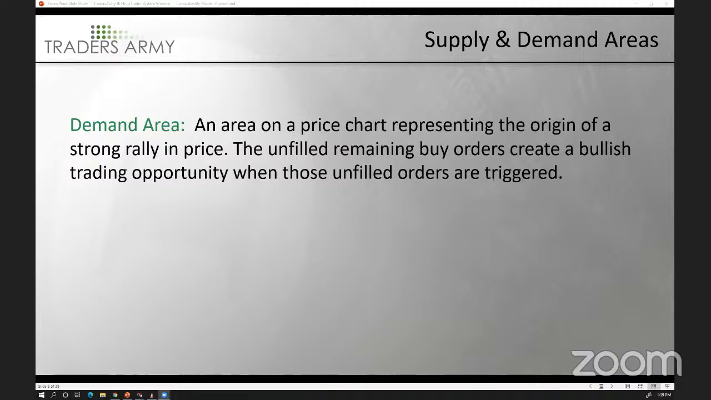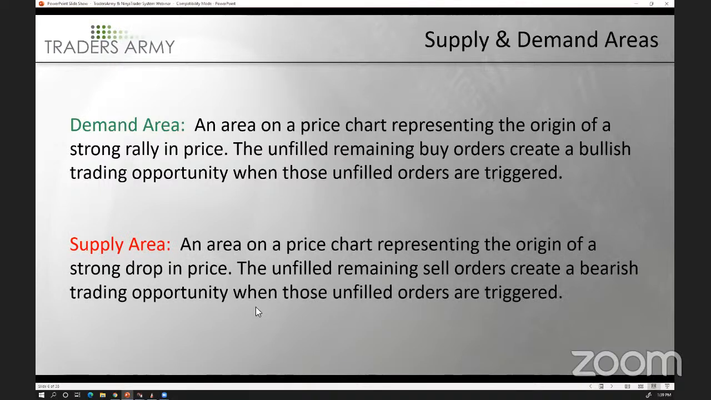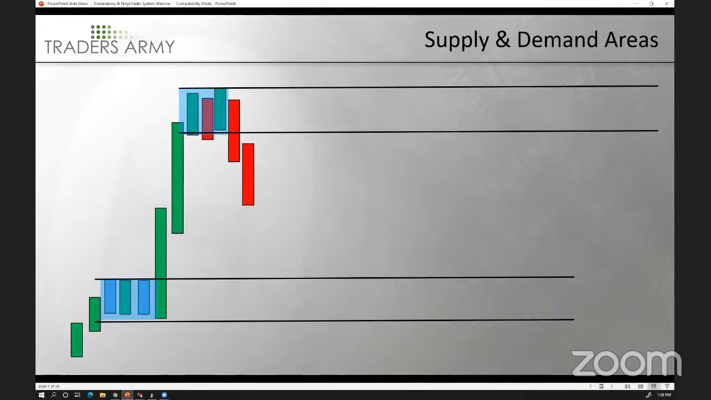So if an excess of buy orders creates that demand area, then an excess of sell orders creates that supply area. And when we look for supply, we are going to be looking for the origin of a very strong drop in price. Again, the origin is the first drop in price, or the first rise in price when we focus on demand. A couple key things when you look at this particular chart are this.